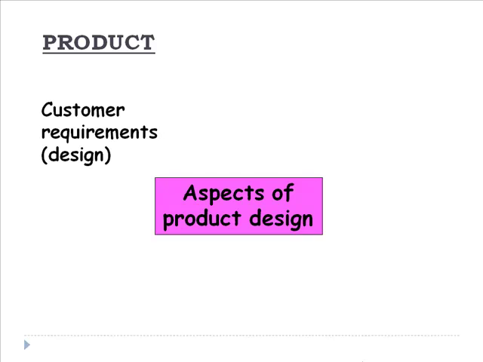So in terms of the product then, there's key aspects that a business needs to consider in terms of designing that product. And the first one is customer requirements. So what does the customer need? And if you think back at market research, it's all about what does the customer want and how can we provide that in our product.